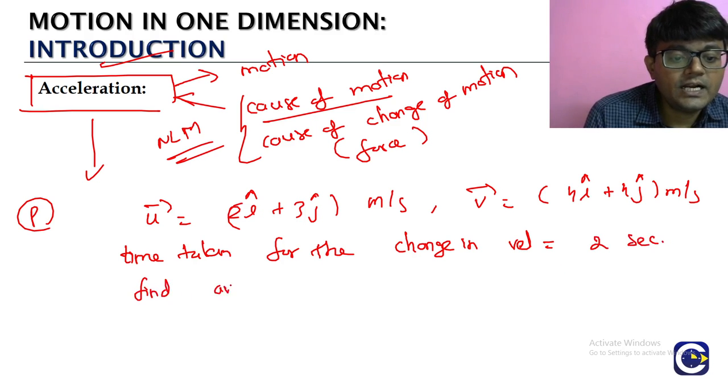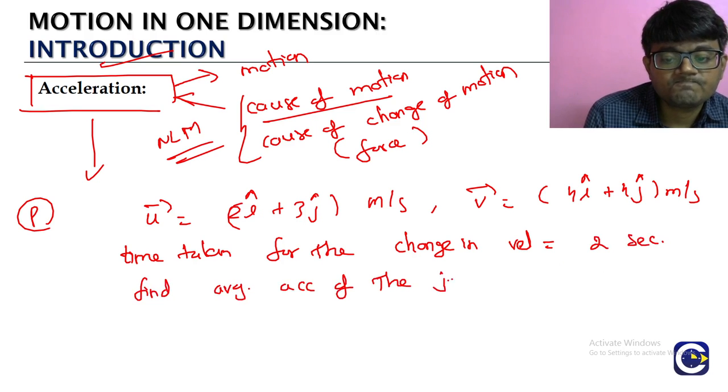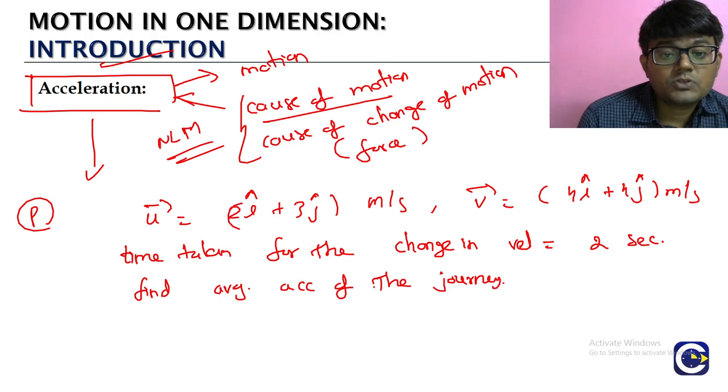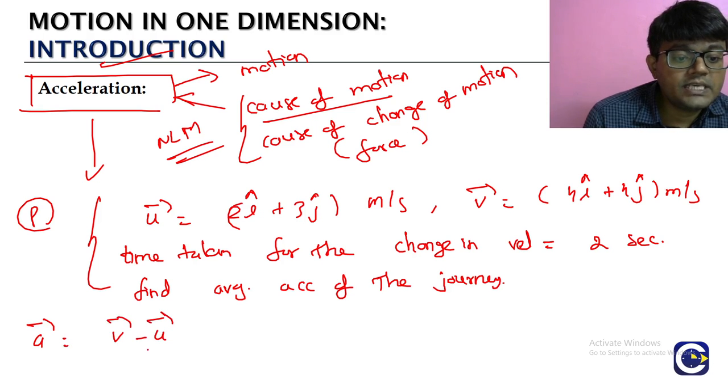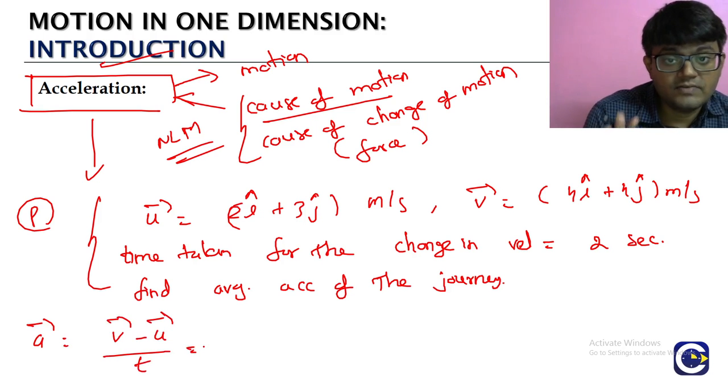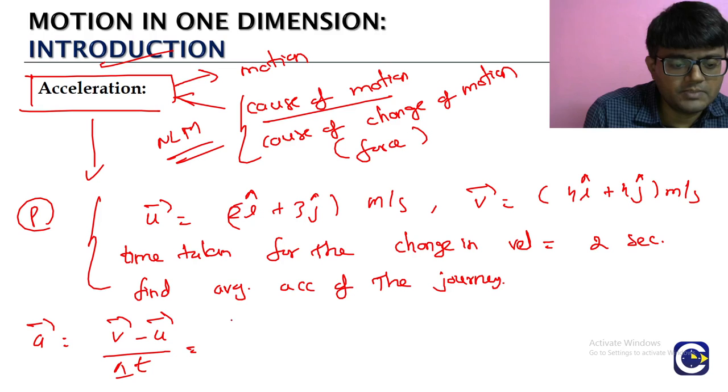Find the average acceleration of the journey. What are we supposed to find? The average acceleration of the journey. Let us see how we will solve it. What is the average acceleration formula? Change in velocity, and velocity is a vector, we have to keep that in mind, divided by the time taken. Remember what I said? We can put either delta t or simply t, both are acceptable. So what is this? Final velocity is what?